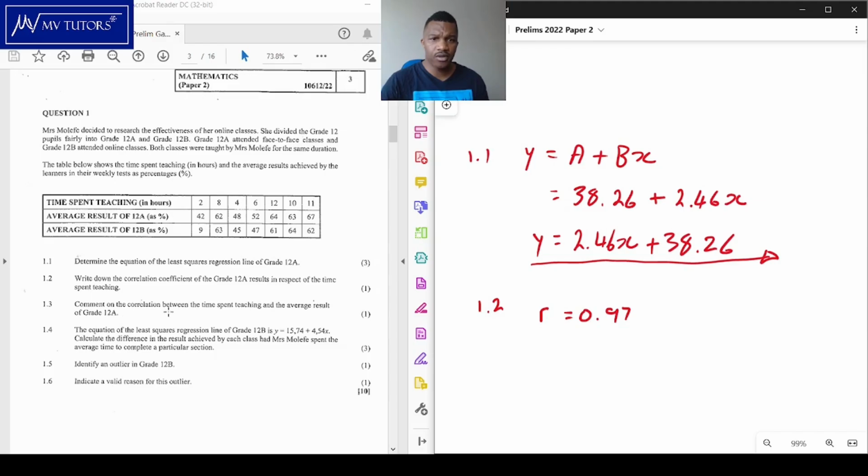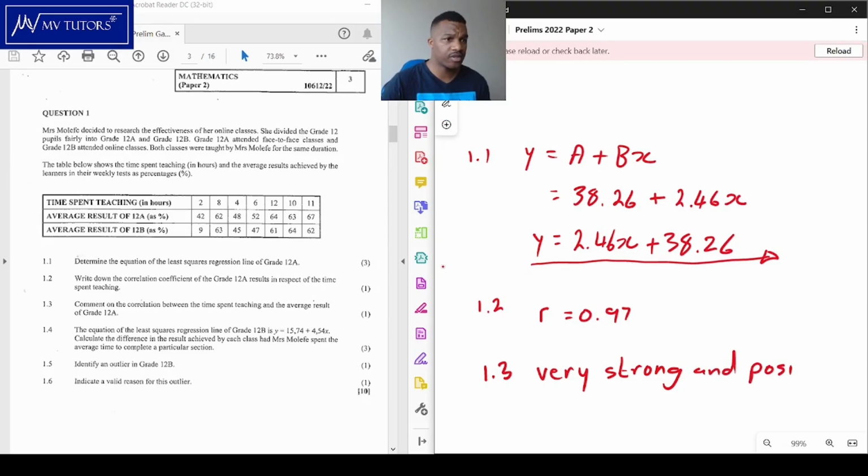Then 1.3 says comment on the correlation between the time spent teaching and the average results of grade 12A. First thing we want to comment about is whether it is strong or weak, or just fair. Remember, correlation is from -1 to +1, with +1 being very strong. 1 is like 100%, so 0.97 is like 97%. So this is a very strong correlation. And then we want to comment also about whether it is positive or negative. If you look at this number, it's positive. So it is a very strong and positive correlation.